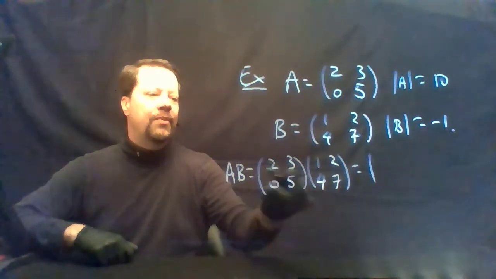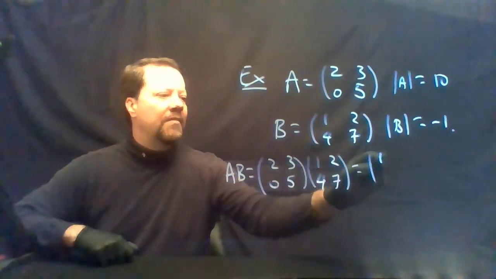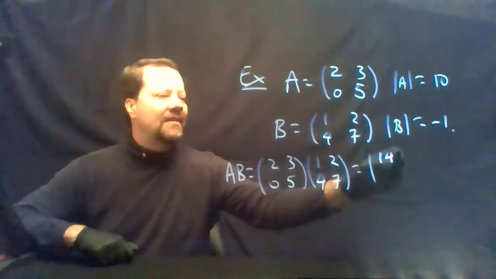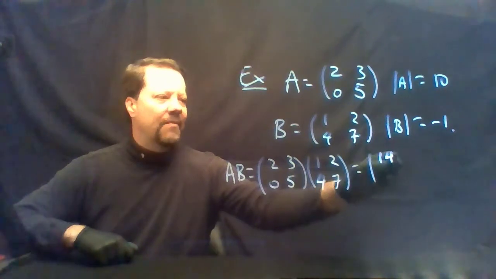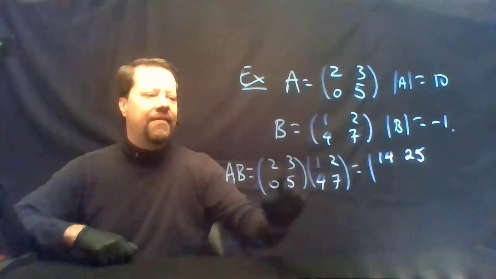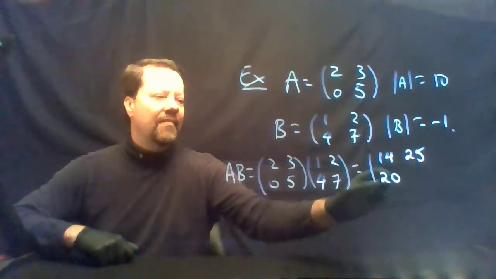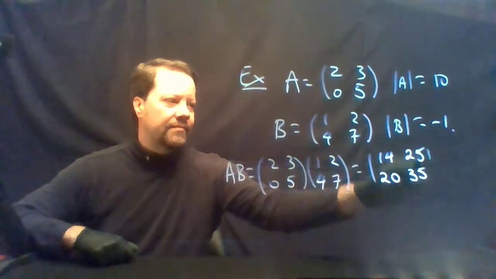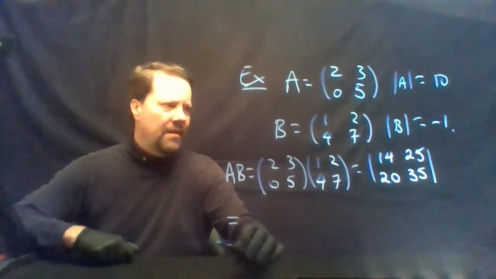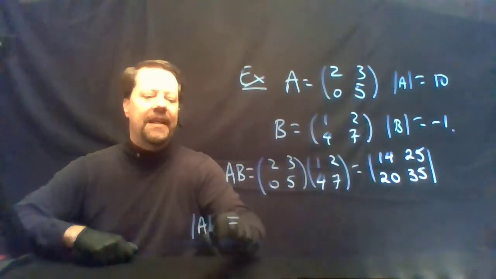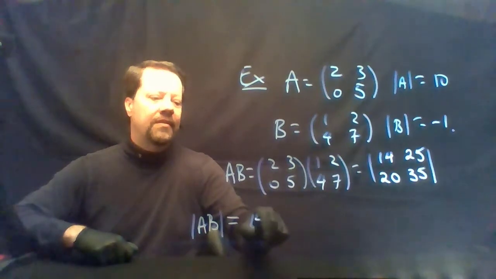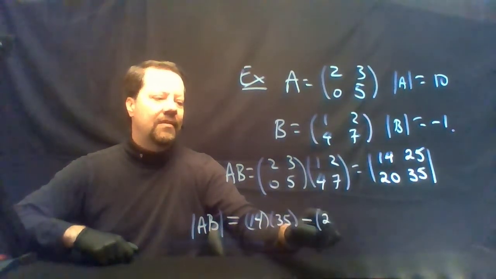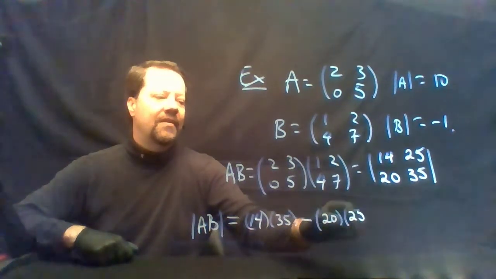We'll have 2 and 12 makes 14. 4 and 21 makes 25, 0 and 20, followed by 0 and 35. You can see then that the determinant of AB is 14 times 35 minus 20 times 25.